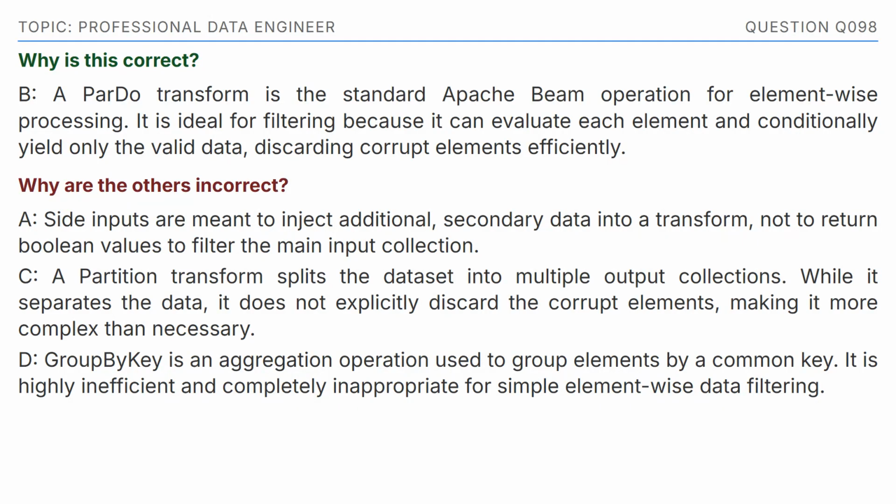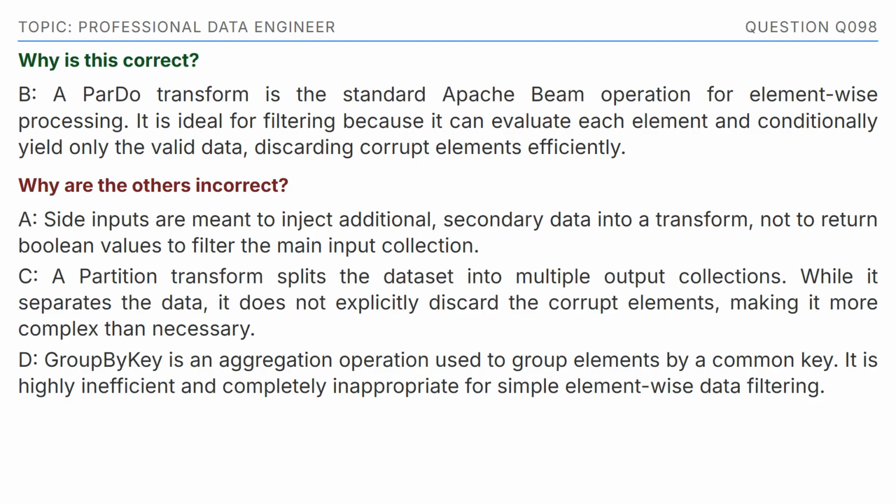A ParDo transform is the standard Apache Beam operation for element-wise processing. It is ideal for filtering because it can evaluate each element and conditionally yield only the valid data, discarding corrupt elements efficiently. Why are the others incorrect?